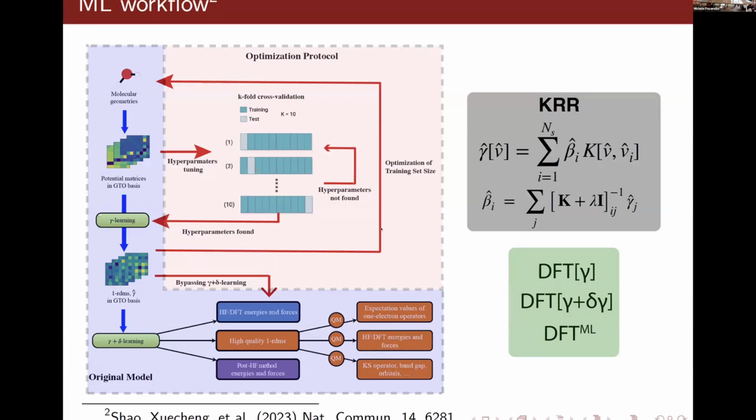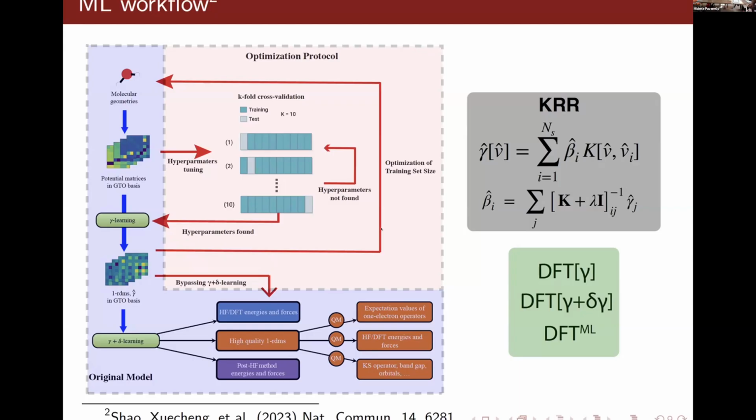I understand. So you would have thought that we are done by just learning this map, but if your goal is to get the energies and forces of post-Hartree-Fock methods, then there is no way you can get to that by just learning the one RDM. You need the two RDM information. But in this case, we set up a different map, which we call gamma plus delta learning.